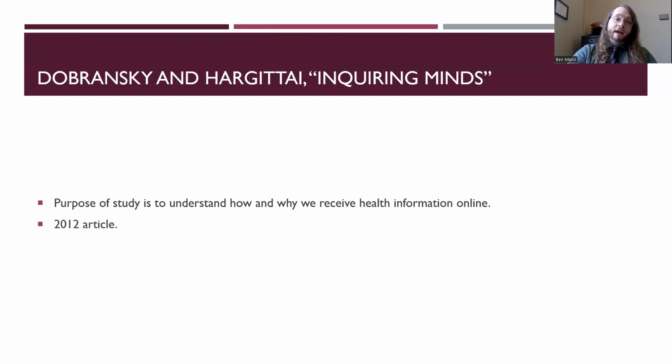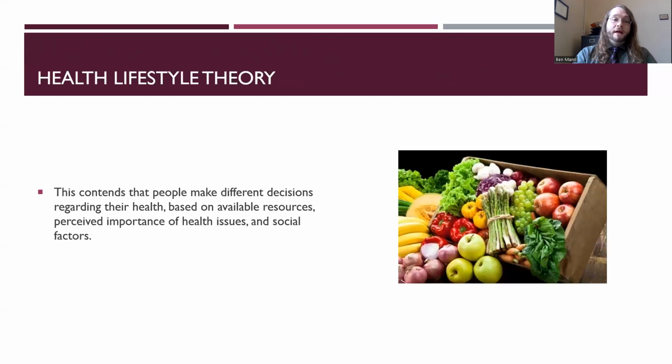The last reading for this week is the Dobransky and Hargittai piece on inquiring minds to understand why we receive health information online and also to consider the role of differing populations in using this information. So this derives from health lifestyle theory, which is contending that people are making different decisions about their health in the context of the resources, importance, and social factors.